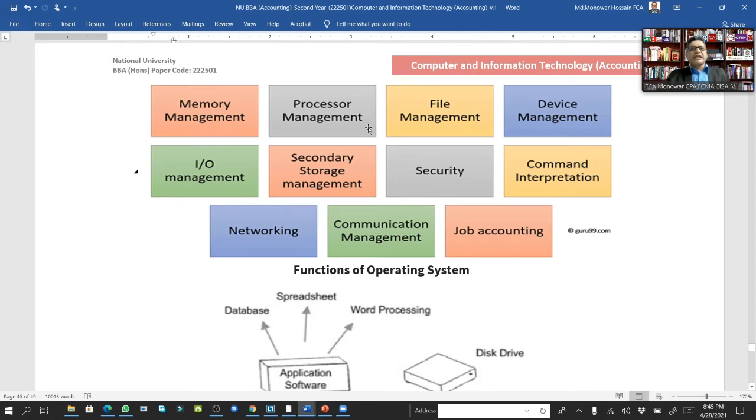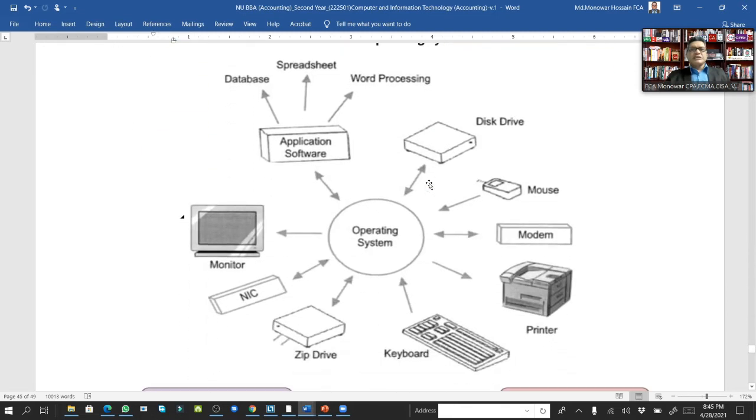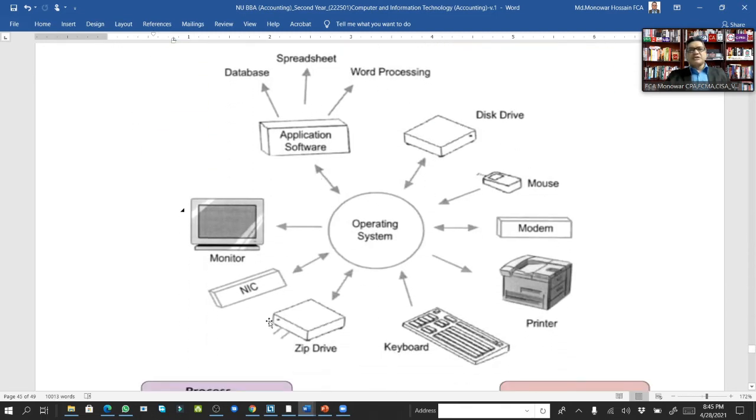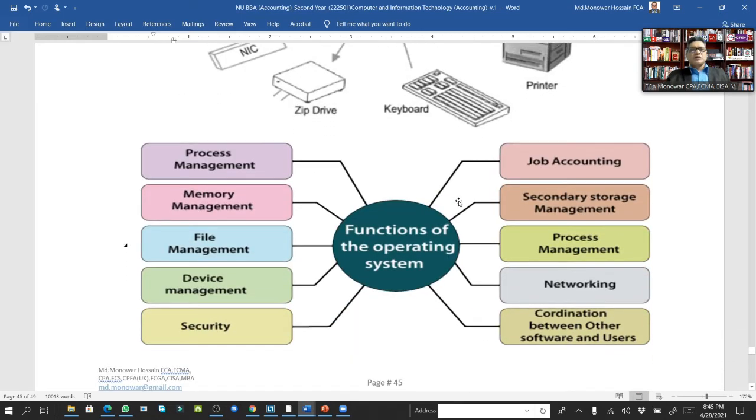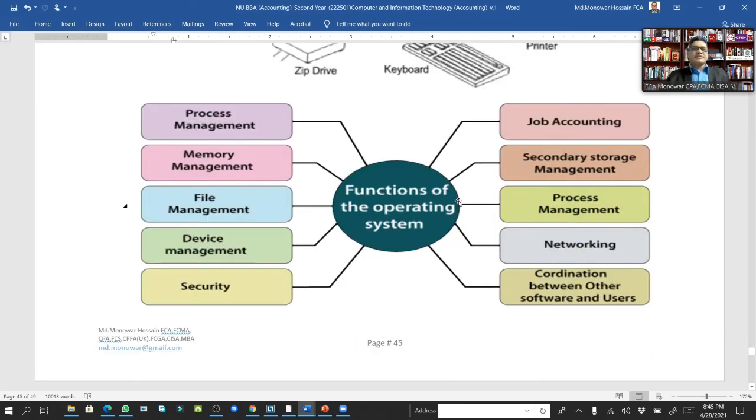It's memory management, process management, file management, device management, command interpretation, security management, secondary storage management, input output management, network management, communication management, job accounting management, etc. So these functions are interrelated with each other. Here, to state the functions of an operating system very shortly: process management, memory management, file management, device management, security management, job accounting, secondary storage management, network management, and coordination between the software and users.